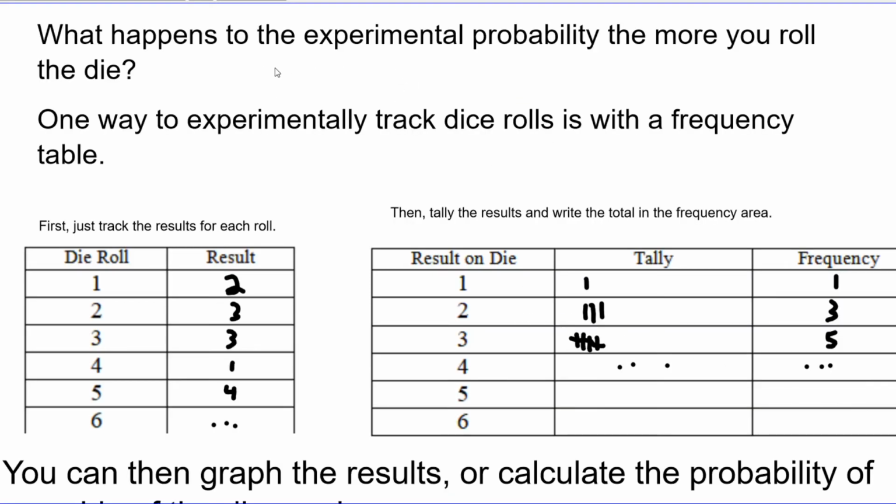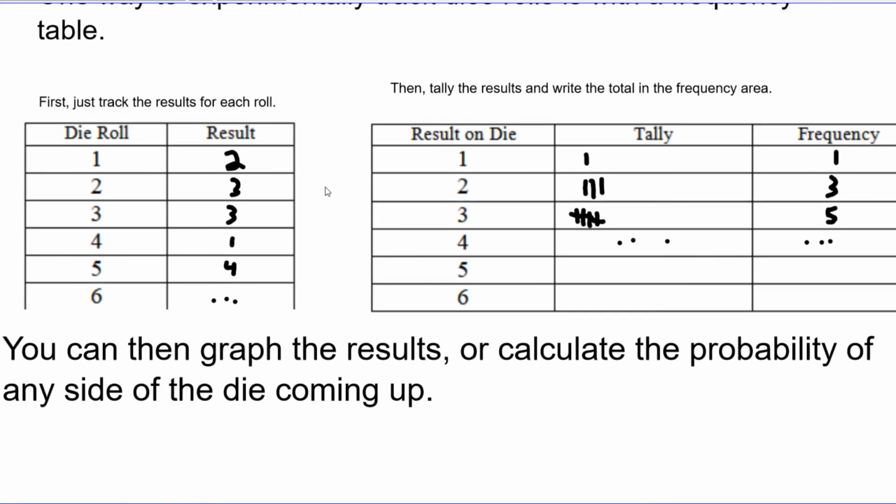So what happens to the experimental probability the more you roll the die? Well, there is a way to check to see experimentally what happens the more often you roll the die, and we have to have a way of organizing that so that we can actually track it and see if it's matching what we expect.